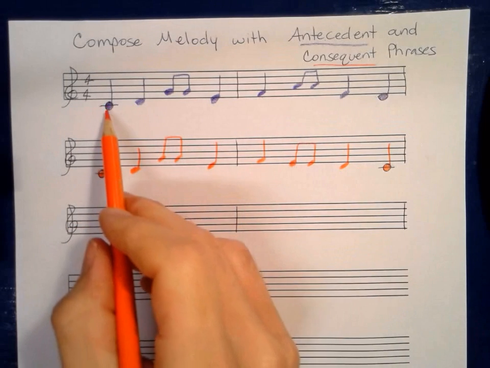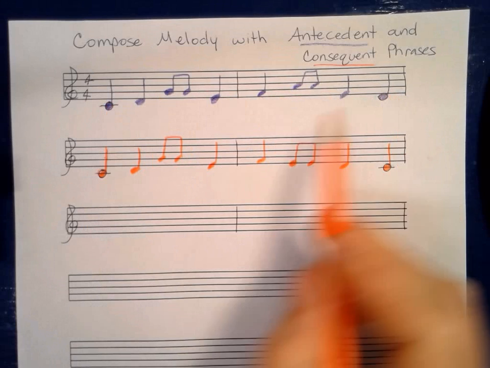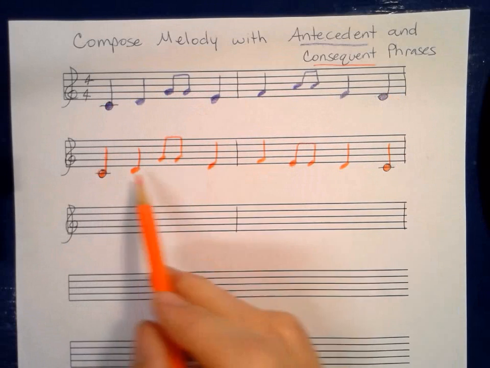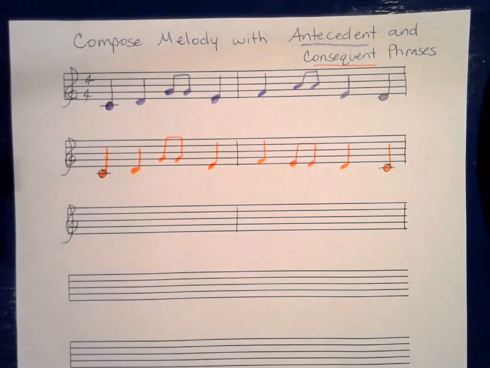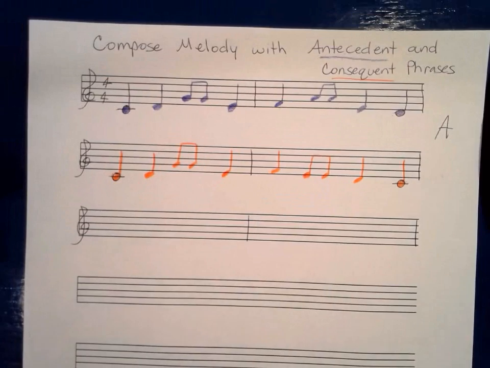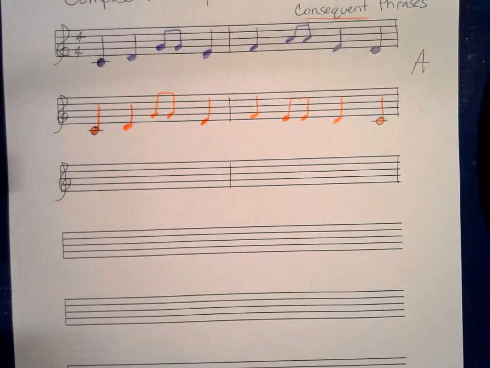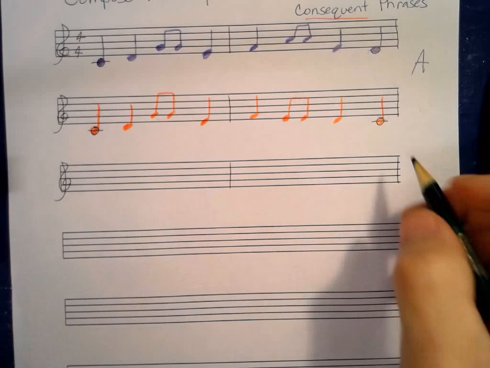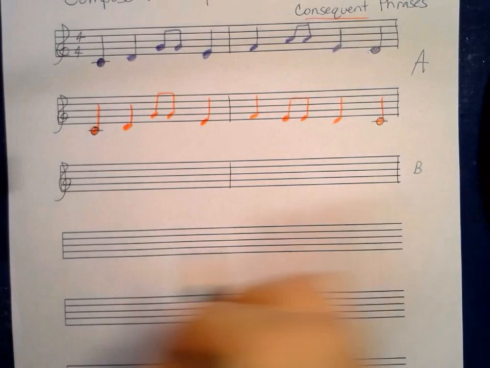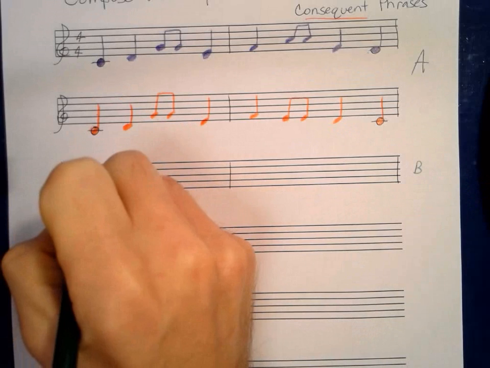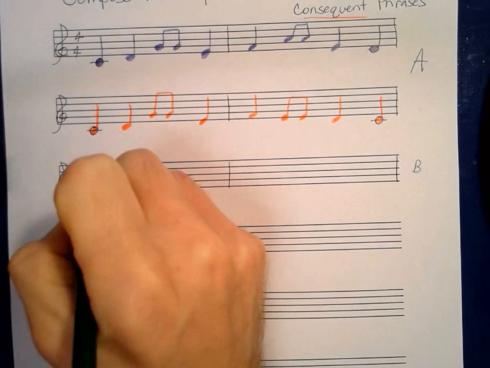I started on 1, I ended on 2. I started on 1, copying, and ended on 1. Now this you could label as your A section. Now I'm going to come down here and I'm going to give a contrasting B section. In this case, just a different idea. And so let me just do a few notes here.